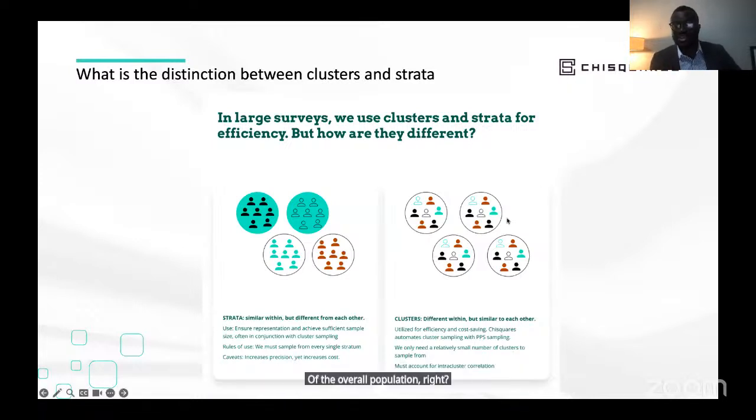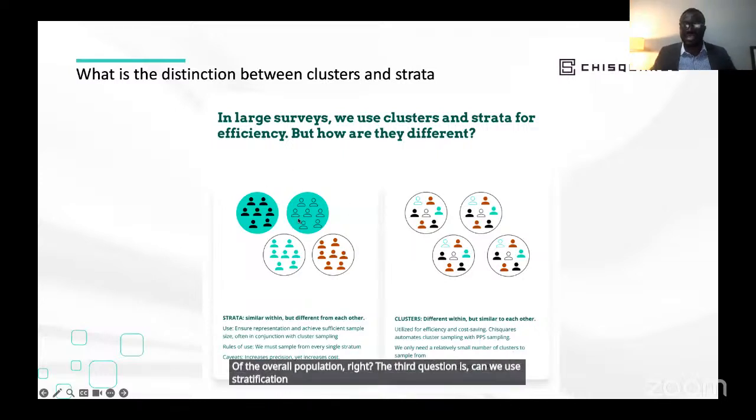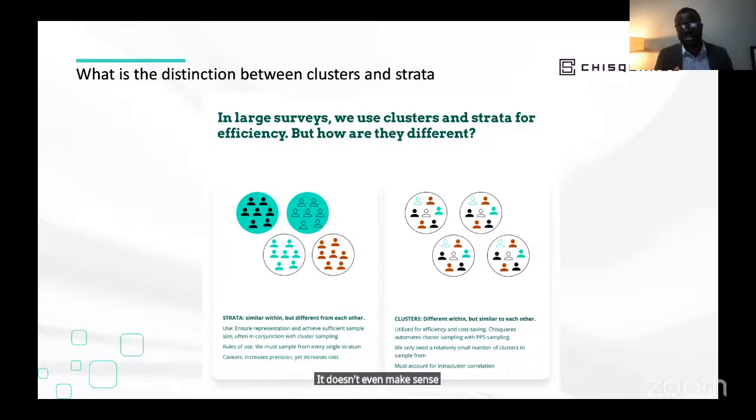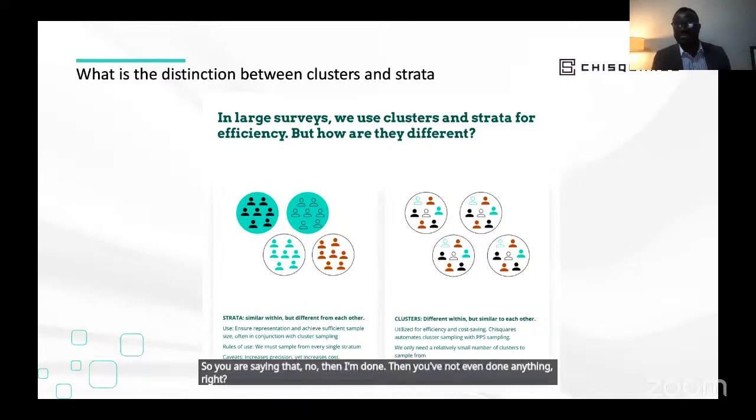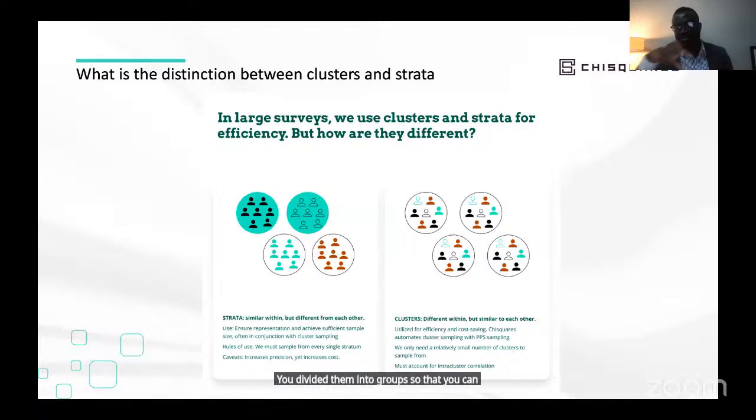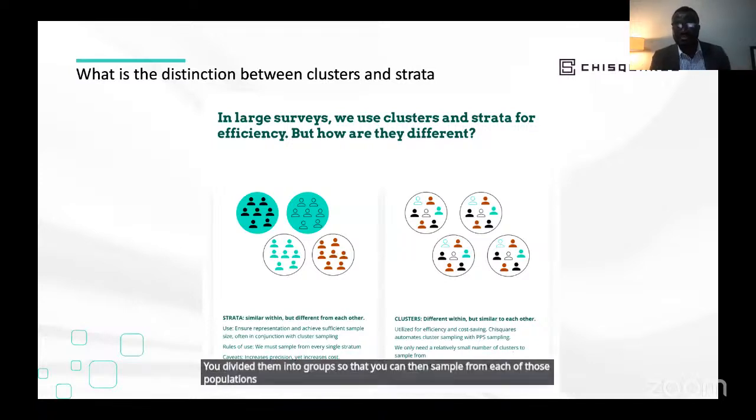The third question is, can we use stratification only without using any other sampling technique? It's like, well, no, you can't do that. It doesn't even make sense. Remember, stratification means you are dividing the population into groups, right? Into distinct populations. All right, so you divided them. Now, what next? So you are saying that, no, then I'm done. Like, then you've not even done anything, right? You divided them into groups so that you can then sample from each of those populations as independent units. So having divided them into groups, we can then sample.